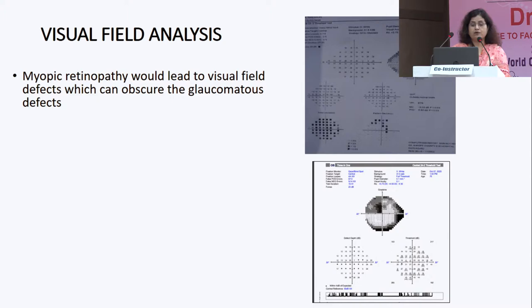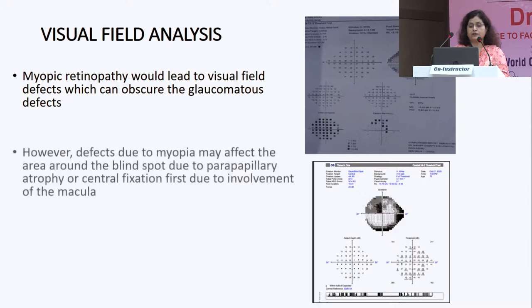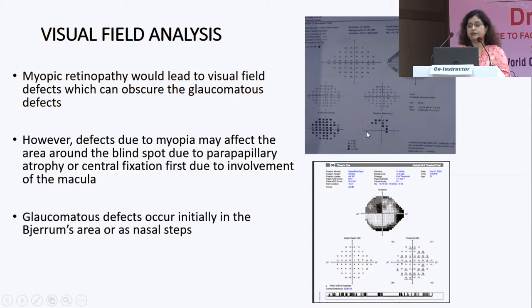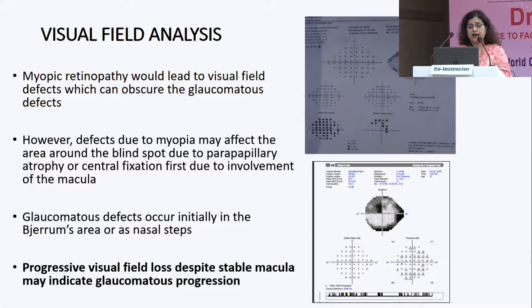As far as visual field analysis is concerned, myopic retinopathy would lead to visual field defects, which cause obscuration of the glaucomatous defect. However, one should remember that the defects due to myopia may affect the area around the blind spot. So the defects will not start at the nasal step or the Bjerrum's area as they would in a typical glaucomatous case. So that is a differentiating point. And progressive visual field loss despite a stable macula may indicate glaucomatous progression. So if your myopia is not progressing but these defects are progressing, then probably it could be because of glaucoma.